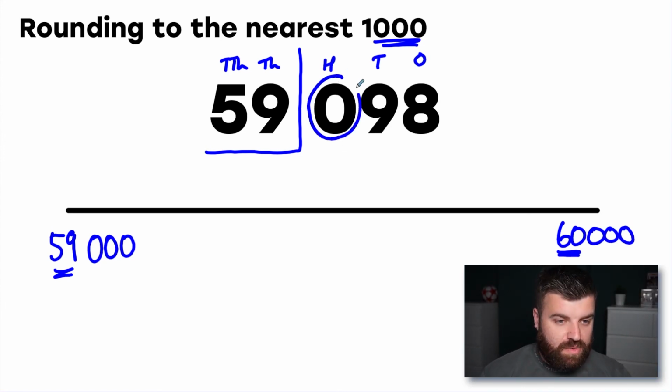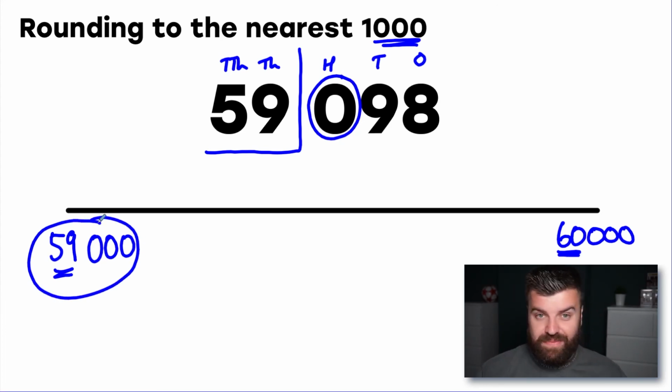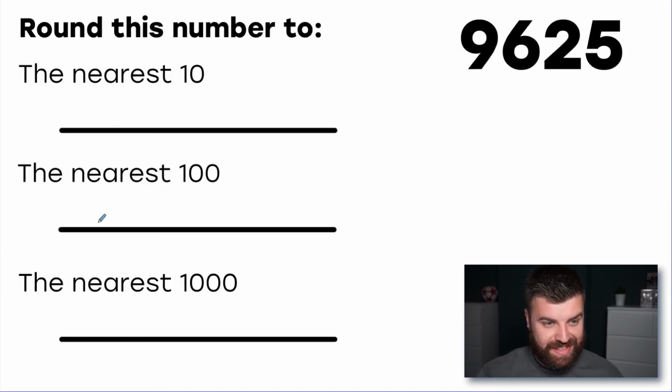Circle the number next to the wall. Oh, it's a 0. What do you think we do if it's a 0? Well, 0 is the lowest possible digit we can make, right? So we must round down. We're going to go to the lower multiple here. The answer is 59,000.